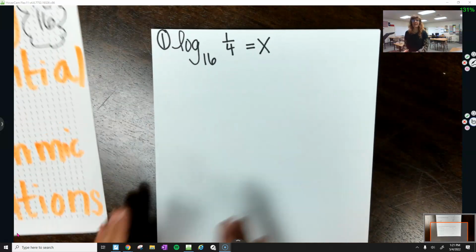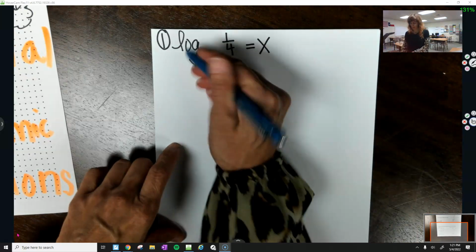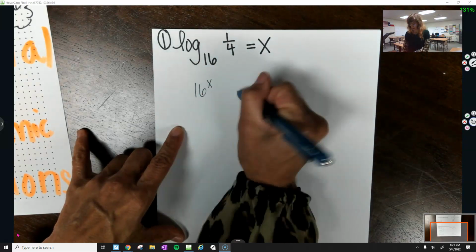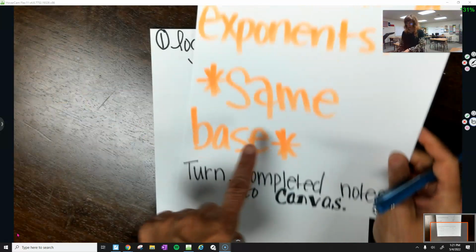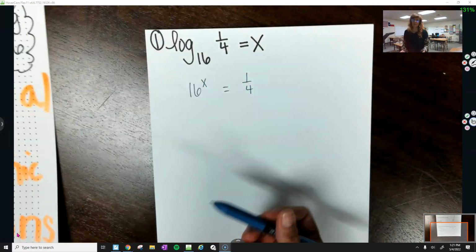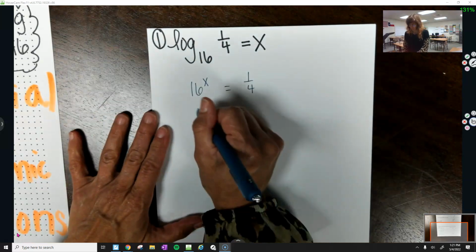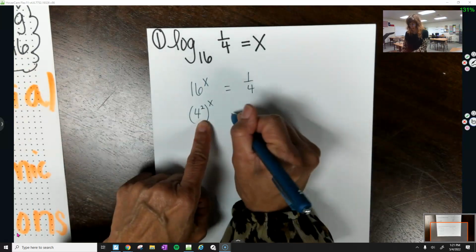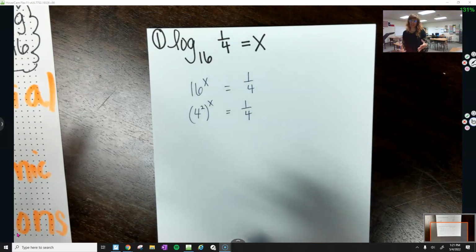Here we are with number 1. It is a log. So what we're going to do is convert it to exponential form. Remember, it is equal to an exponent. So this is going to be 16 to the x equals 1 over 4. And also remember, it is all about the same base. So 16 and 1/4 are not the same. 16, I can make a 4. 16 is 4 squared. So there's your 16 raised to the x. And that's 1/4, but they're still not the same yet.